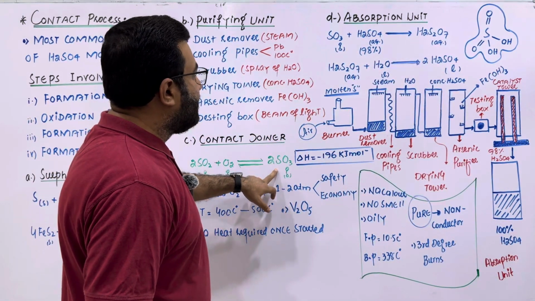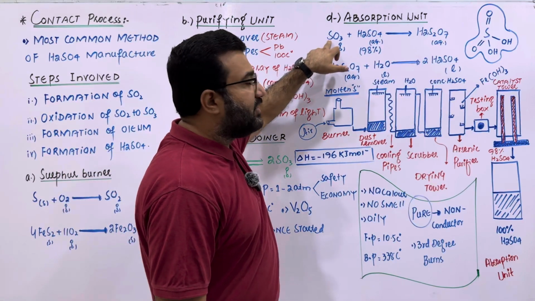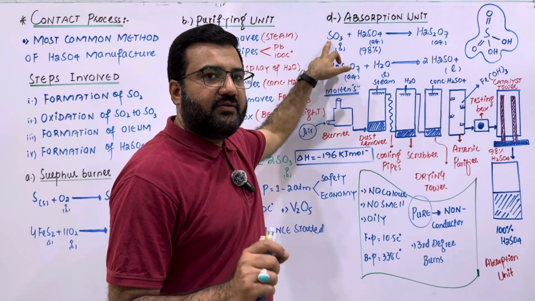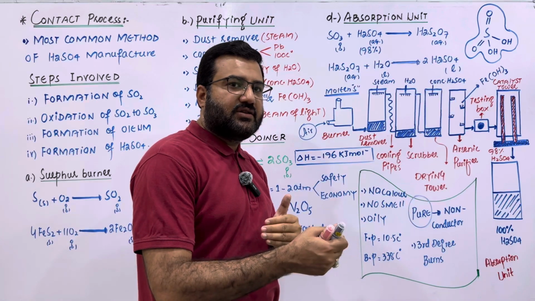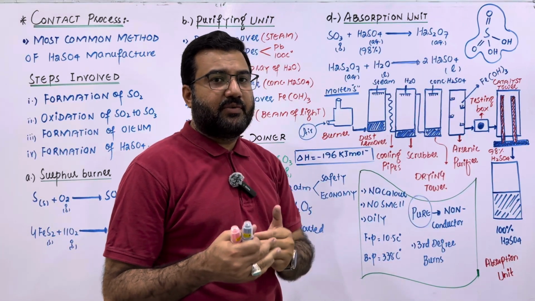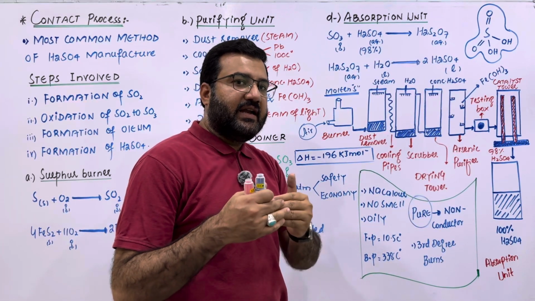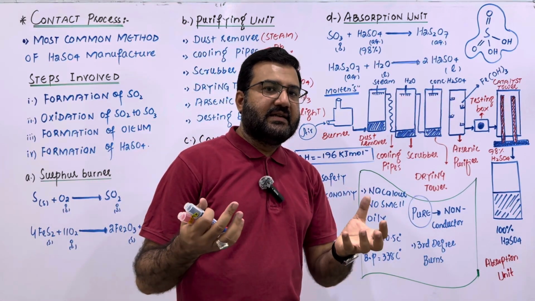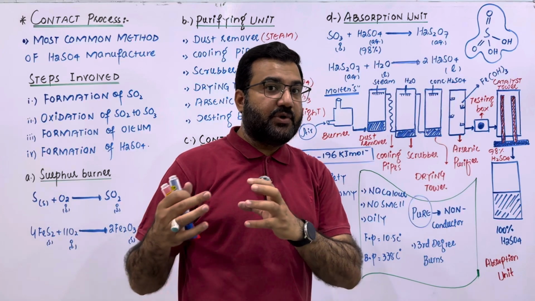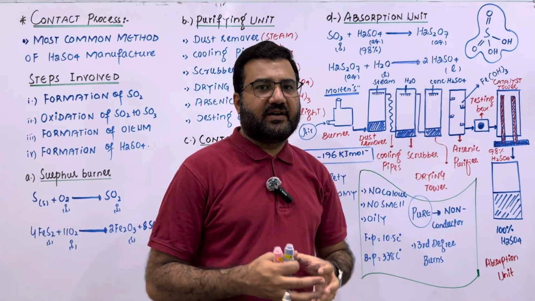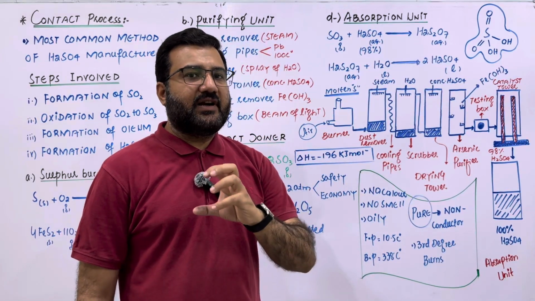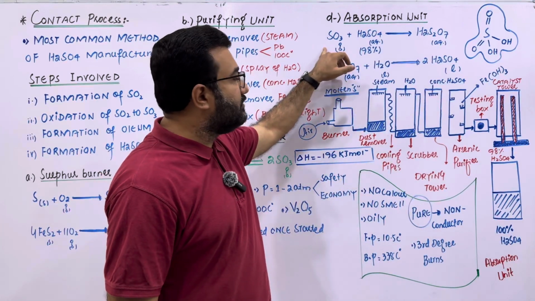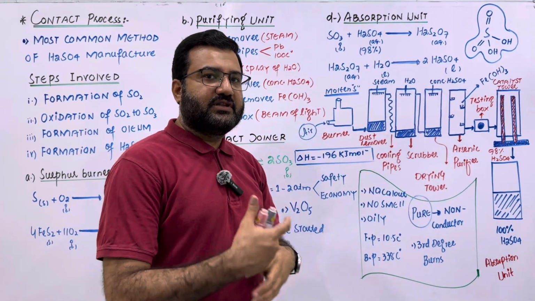Now, once the sulfur trioxide is obtained, it is never directly dissolved in water, because if it is directly dissolved in water, H2SO4 will be produced, but the reaction will be highly exothermic, and that will convert the H2SO4 into mist. And to collect the mist of pure H2SO4 is very difficult. So that is why it is never advisable to dissolve the SO3 directly into water to produce the H2SO4.